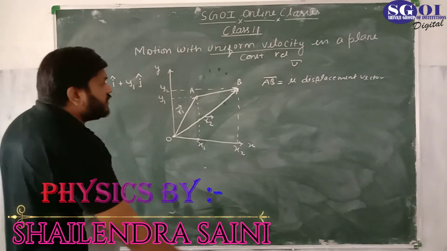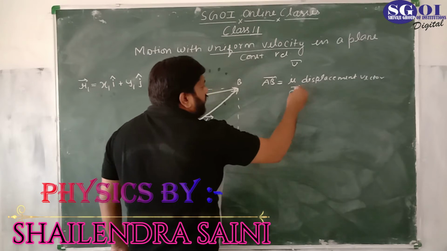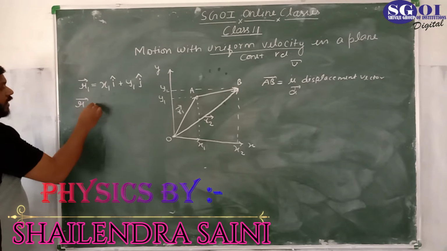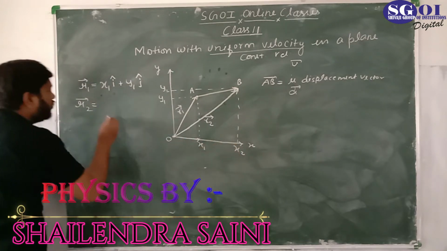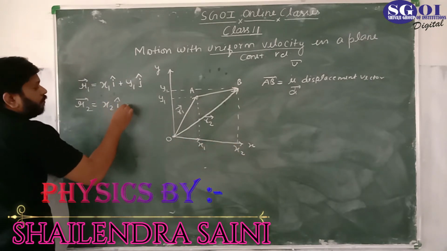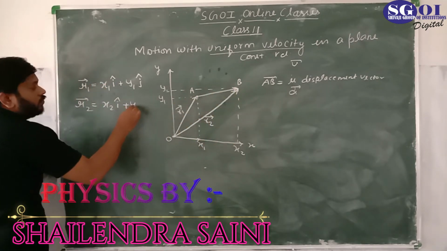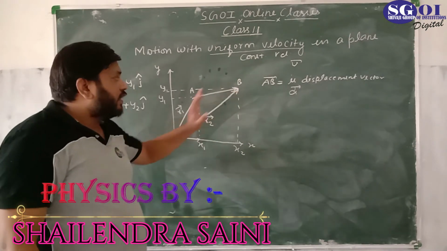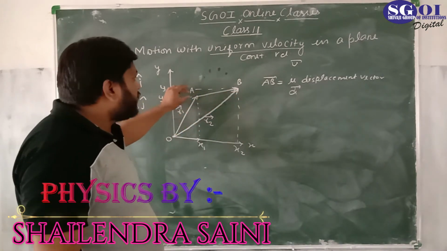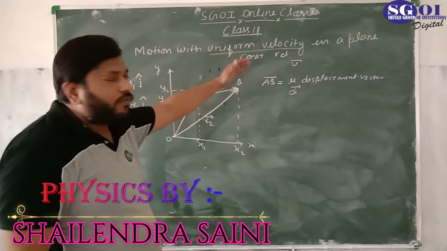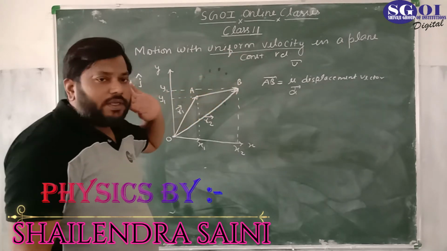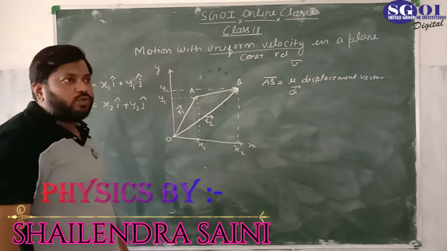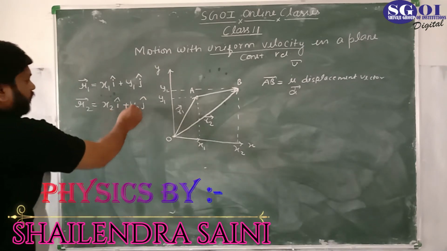It is denoted by D vector. And R2 position vector, similarly, is x2 i cap plus y2 j cap. This is the R2 position vector after the change, when the object changes its position moving with uniform velocity and reaches point B. So the position vector becomes OB vector, which I named R2 vector, and R2 vector is x2 i plus y2 j.